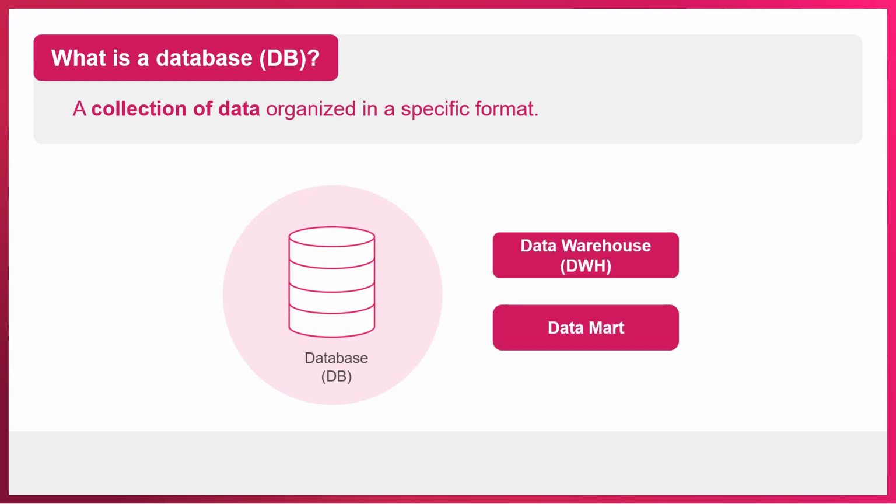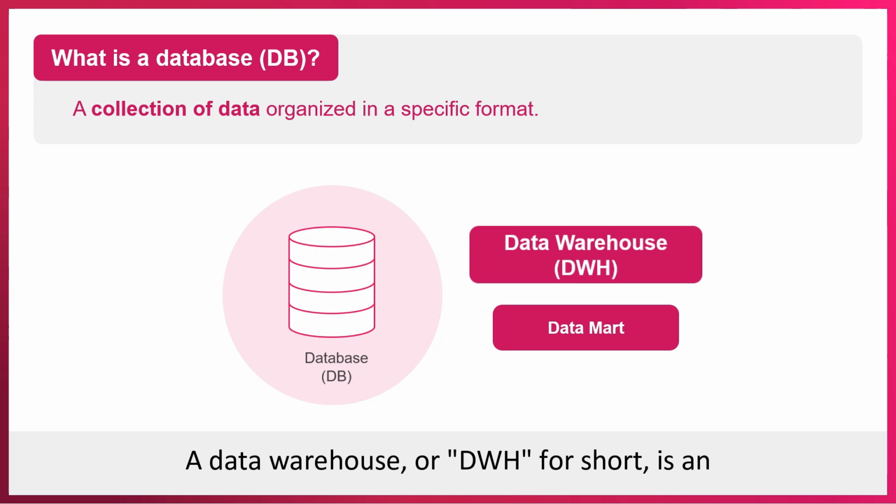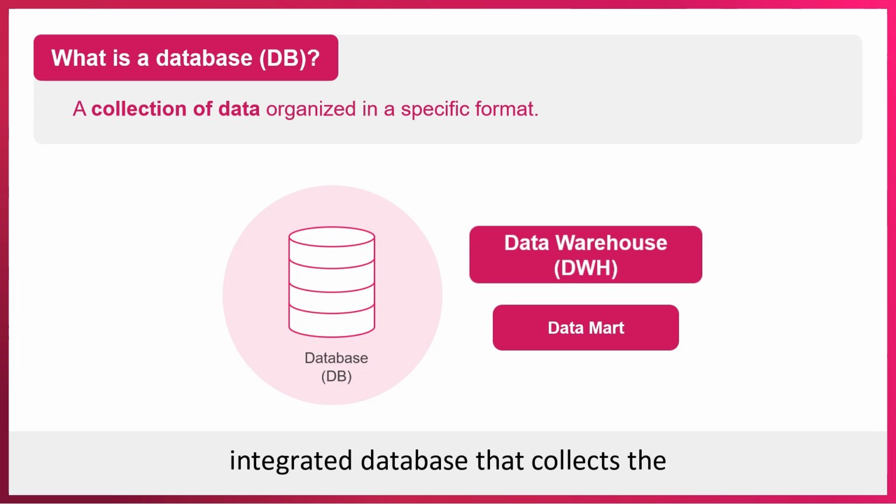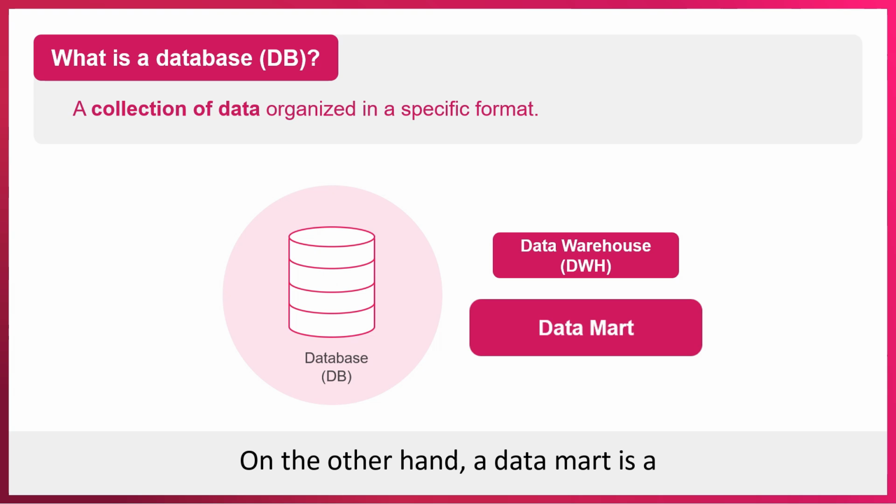Moreover, in the world of BI, a database may also be called a data warehouse or a data mart. A data warehouse, or DWH for short, is an integrated database that collects the necessary data from core systems and multiple other systems, reorganizes it by purpose, and stores it in chronological order. On the other hand, a data mart is a database that extracts data needed for a specific purpose from a data warehouse, processes it into a format that is easy to use, and then stores it.